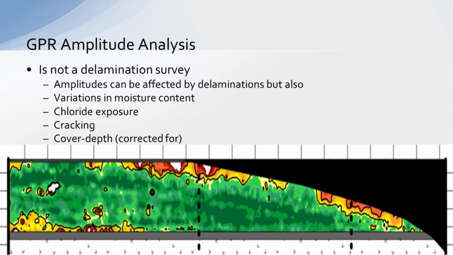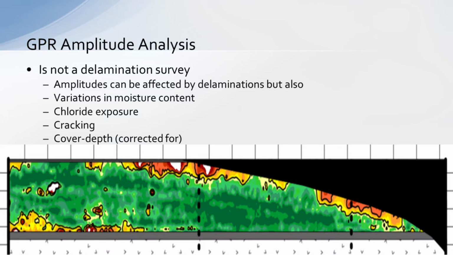Looking at the GPR amplitude analysis, one thing I always like to stress is that GPR amplitude analysis is not a delamination survey. So anyone who says, "I'm going to give you a delamination survey with a GPR," is not really being completely truthful in that statement. Yes, delaminations affect the amplitude analysis. However, I can't tell you if this area of signal attenuation is a delamination, or if it's just near the drainage path and I'm getting a lot of moisture and chlorides there.